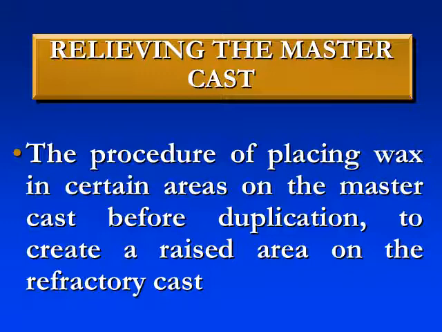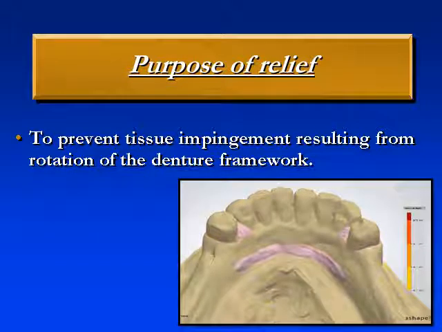Now, the purpose of the relieving is to create raised or elevated areas on the refractory cast. So why do we use relief? To prevent any tissue impingement resulting from the rotation of the denture framework. During functional movement, some sort of rotation of the metal framework is expected. So if there is any possibility of impingement of the tissue, we use relief to prevent any damage to these tissues as a result of rotation of the denture framework.